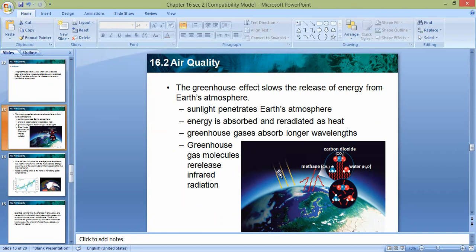Now this energy will penetrate the Earth's atmosphere and reach the Earth's surface, and this surface will be heated. The Earth will get warmer, and after it's heated it will be re-radiated again. What does re-radiation mean? It will be reflected once more and go out to space.